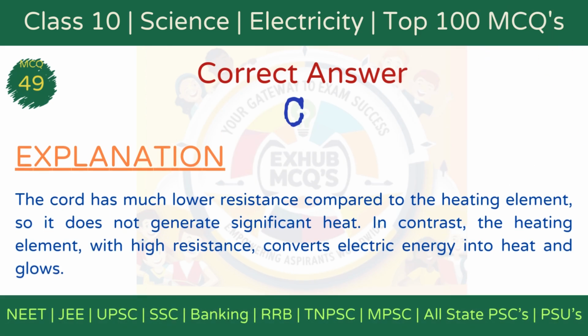The correct answer is option C, cord has low resistance. Explanation. The cord of an electric heater has low resistance, so it does not generate significant heat. The heating element, on the other hand, has high resistance, which converts electrical energy into heat efficiently.